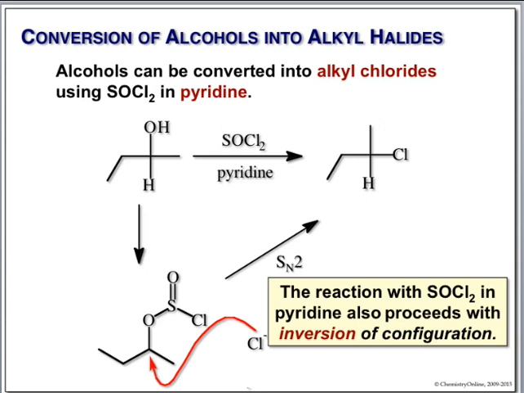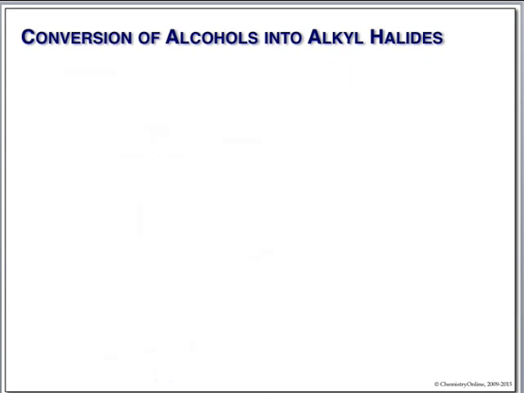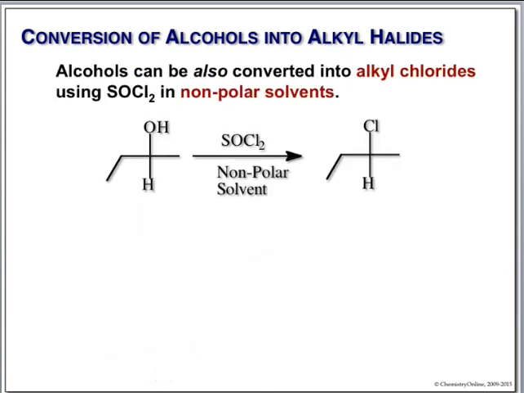Pyridine is a polar solvent. We have the nitrogen on the end of the ring there, which makes it a nice polar solvent. It's a base. If we do this reaction instead in a nonpolar solvent, it still works. We wind up with the alkyl chloride. But because it is a nonpolar solvent, we do this by a totally different mechanism.